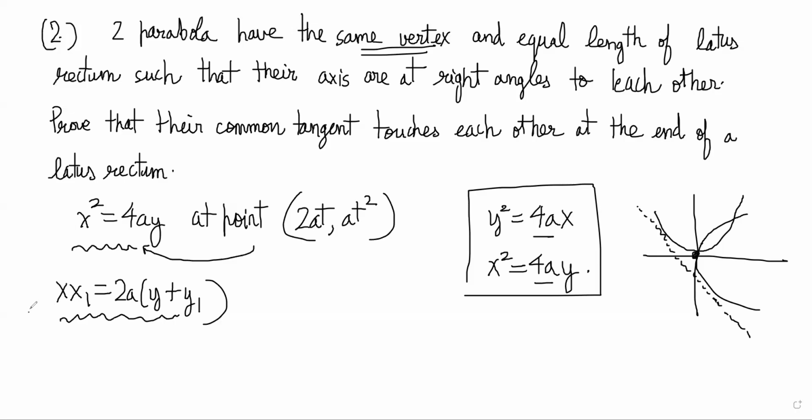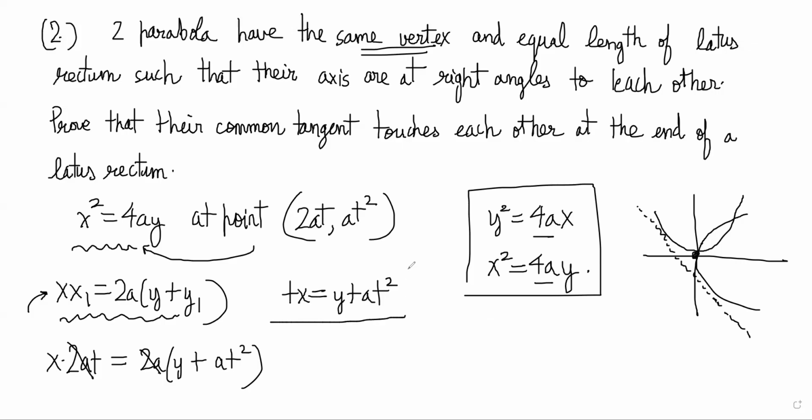So I'm going to use the point form, and here I will put 2at and at square. So I'll get x into 2at is equal to 2a into y plus at square. 2a gets cancelled, and I'm getting the equation tx is equal to y plus at square. This is the equation of the tangent to this parabola at this point, right? Now, this equation is supposed to be also tangent to this, right? Okay. So let's think about how we will do that.